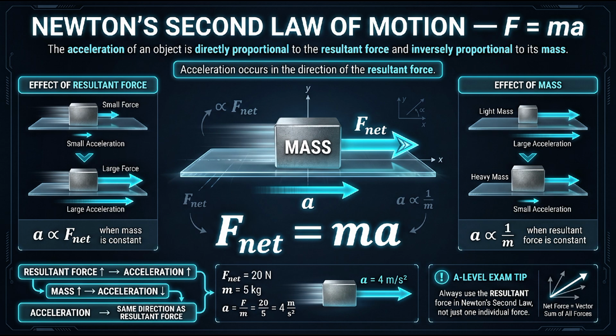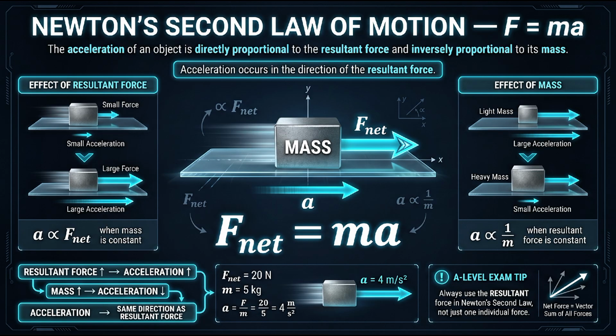The example at the bottom of the image demonstrates this calculation. The resultant force is 20 newtons, and the mass is 5 kilograms. To calculate the acceleration, we divide the resultant force by the mass. So acceleration equals 20 divided by 5, which gives 4 meters per second squared.